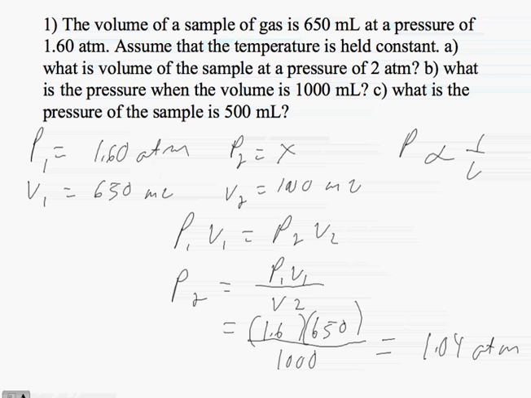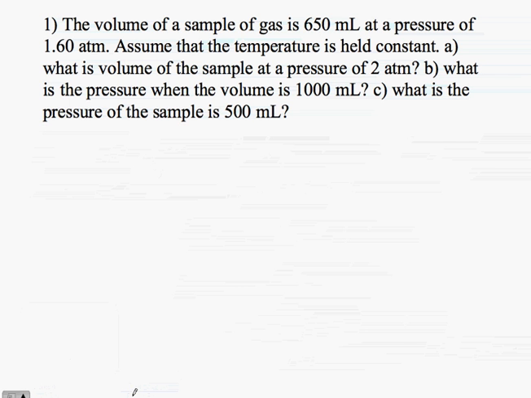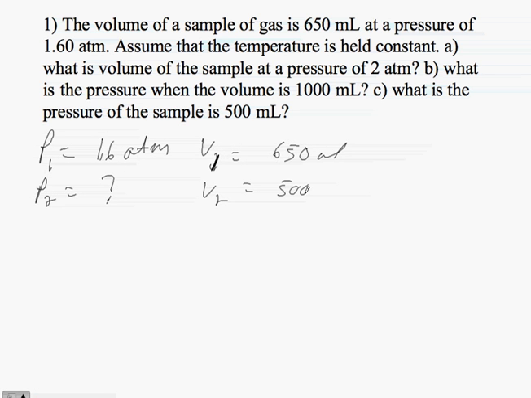Let's look at our next problem. This is part C of this equation. It says what is the pressure of a sample at 500 milliliters? So again, we write down what we have. We have our pressure 1 is equal to 1.6 atmospheres. We have our P2, which is in question. We have our volume 1, which is equal to 650 milliliters. And we're told that our V2 is equal to 500 milliliters.